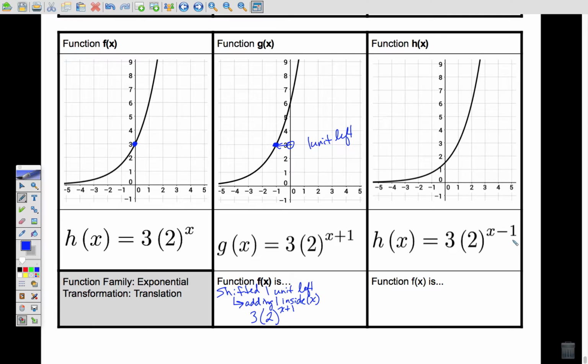So for this one, without looking at the graph, we see that it is a -1 up here. So this tells me it has to be a horizontal shift. And since it is minus, that is going to be a shift to the right. And since they subtracted 1, it's going to be right 1 unit. So that means this point should go to the right one. And we can see it started here and it went right 1.